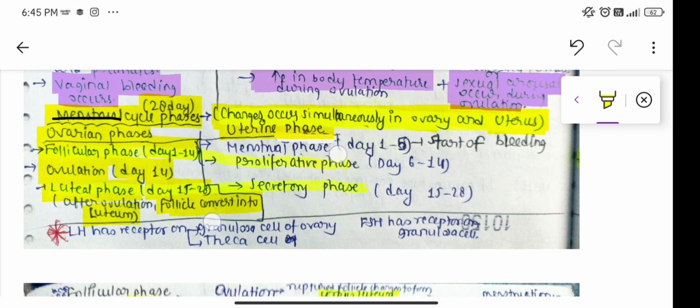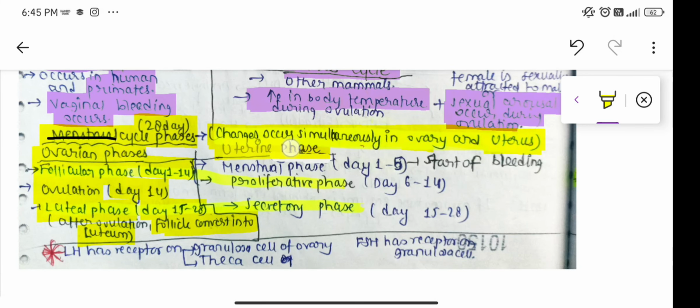Simultaneously there is the uterine phase, which includes the menstrual phase, proliferative phase, and secretory phase. The menstrual phase lasts for 1 to 5 days and starts from the start of bleeding. In the menstrual phase we can indicate it as bleeding. The day when the bleeding starts is the start of the menstrual phase.